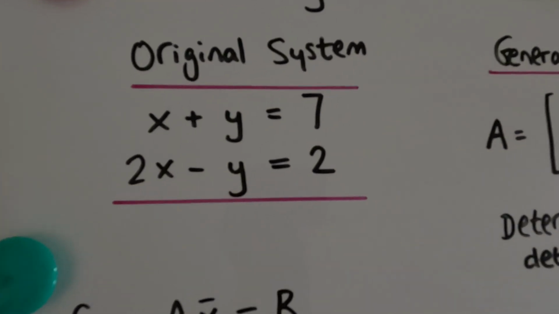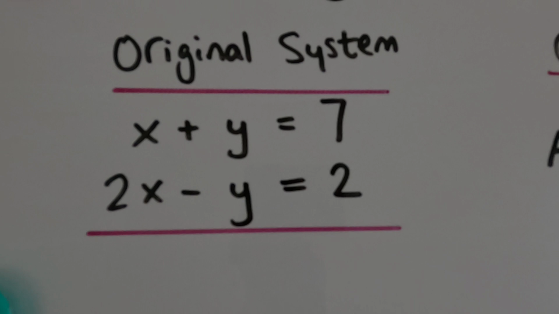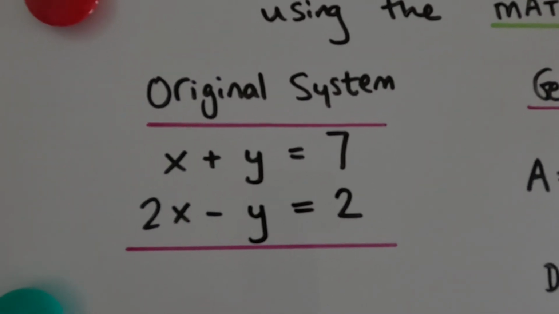So let's go over to the system again. So that's our system. Now we want to write that in a sort of matrix kind of form.